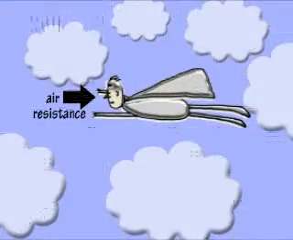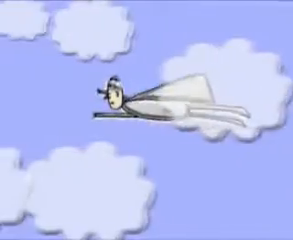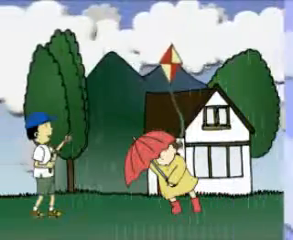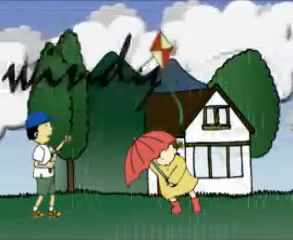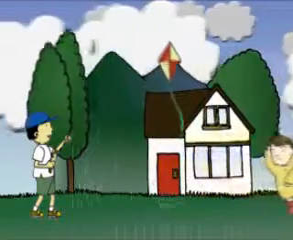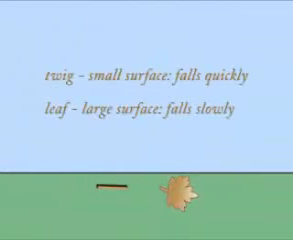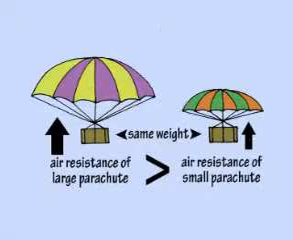Air resistance is the force that slows objects down as they move through the air. If you hold an object with a large surface, such as an umbrella or a kite, on a windy day, you can feel the pull of air resistance. Similarly, the size of a surface affects how fast something falls through the air. A larger parachute will catch more air than a smaller parachute, making it fall more slowly.